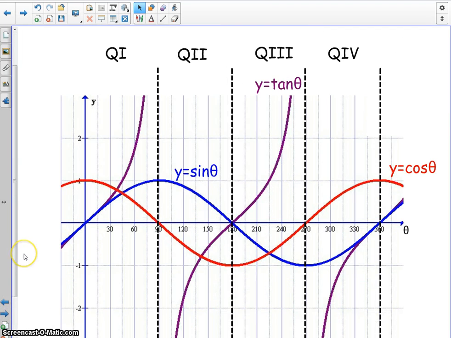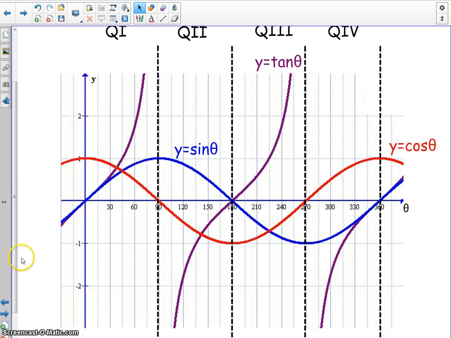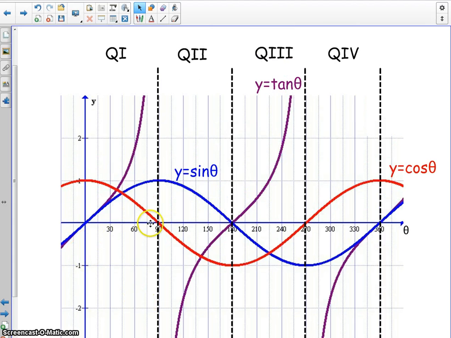Okay, and if you want to take a look at the graphs here, what I've done is taken the graph for sine, cosine, and tangent, put them all together, and split them up into the four quadrants. So from 0 to 90, 90 to 180, 180 to 270, 270 to 360. So in quadrant 1, for any angle between 0 and 90, you'll see that all the graphs are above the x-axis, so they're all positive.